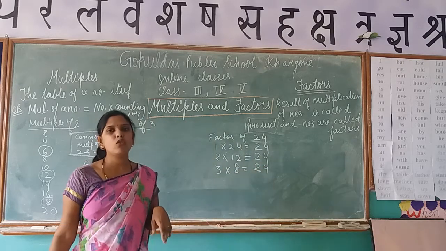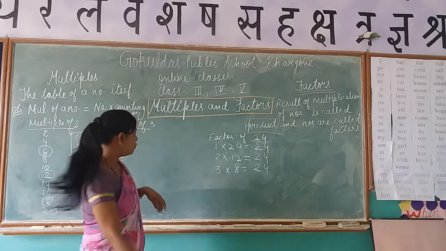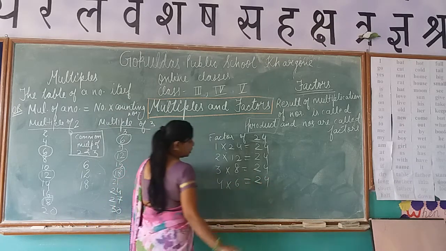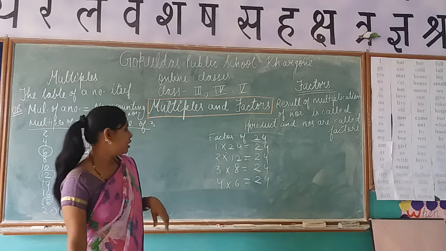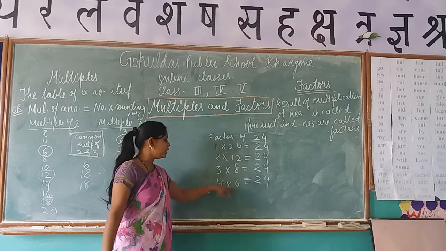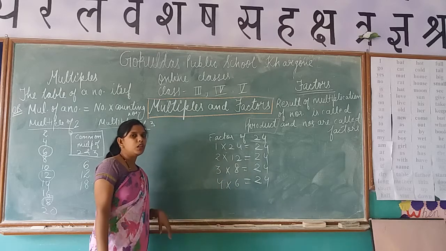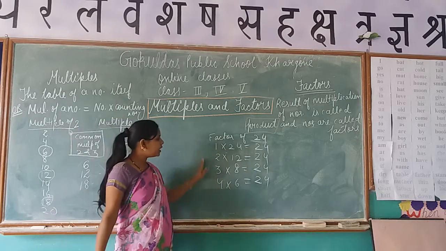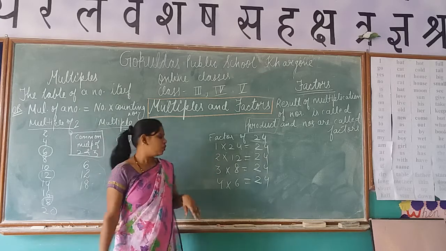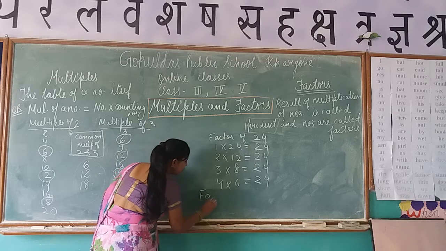In table of 4 also 24 comes. 4 6s are 24. In table of 5, no. Table of 6, we have written 4 into 6 is 24, and 6 into 4 is again 24. No need to write 2 times. Any other number in which 24 comes? No, we have written all. So what are the factors of 24?